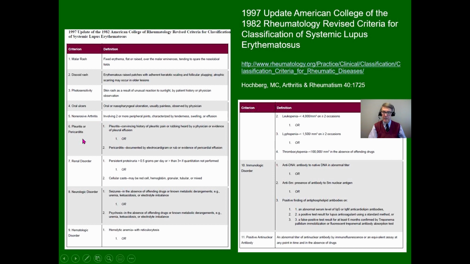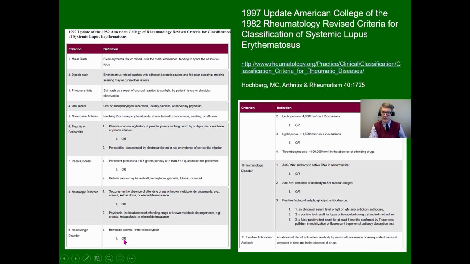We talked about how there can be inflammation of the pleural lining or the pericardial lining. Renal disease. Now, the 1997 criteria just looked for proteinuria, greater than 0.5 grams per day. And I state that because when we look at the more recent criteria, they actually use biopsy information. We're looking for specific neurologic disorders, in other words, seizures or psychoses, so depression or headaches wouldn't work.